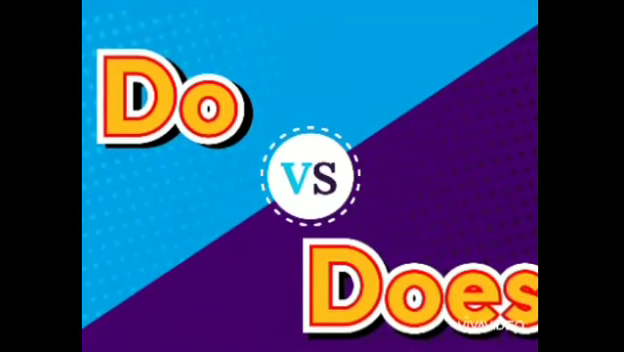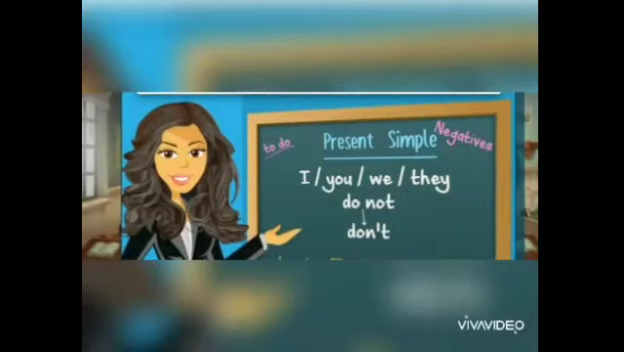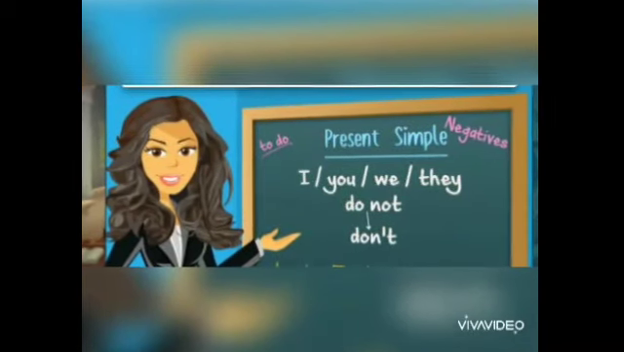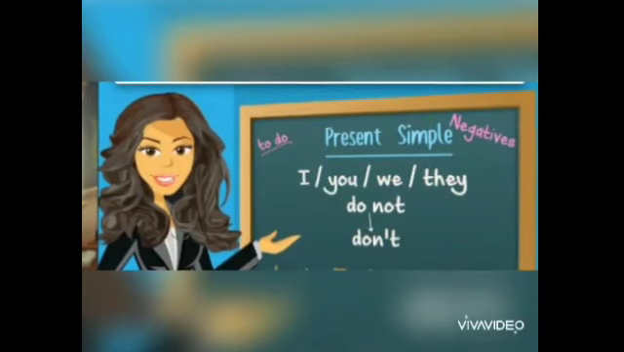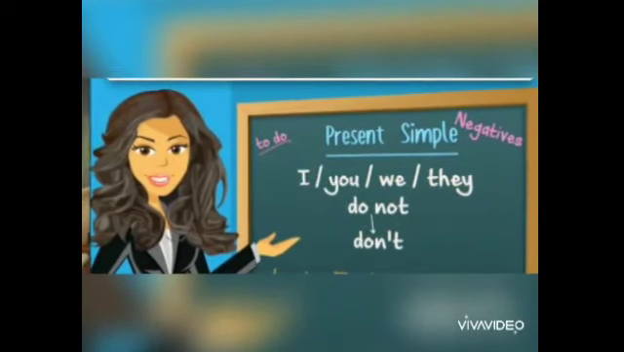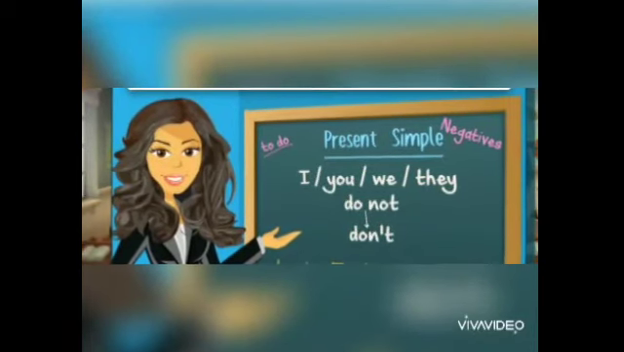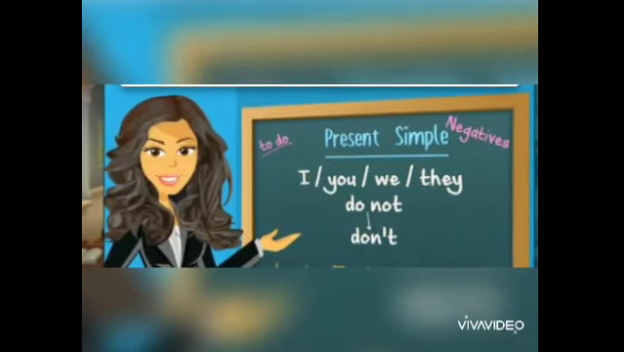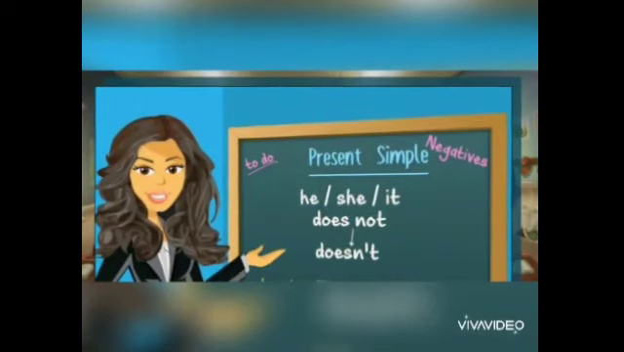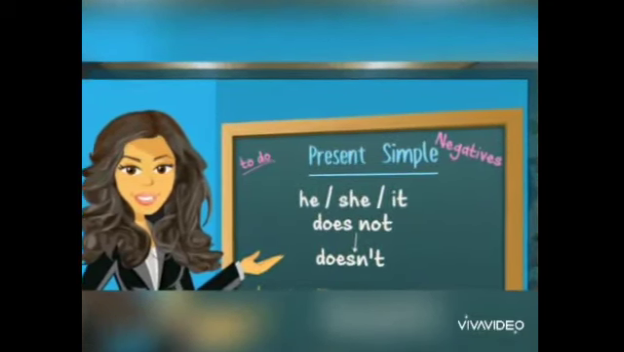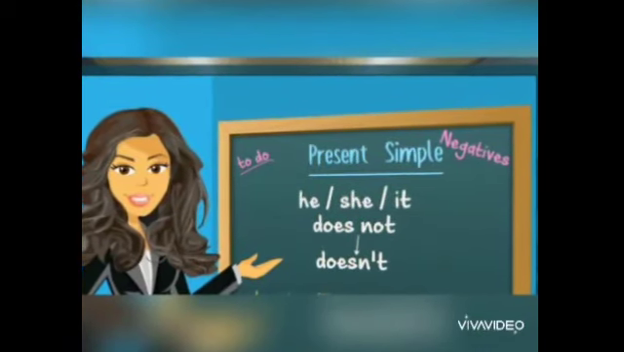Okay, now look at the picture. Do is used with I, we, you, and they. I want to repeat it. Do is used with I, we, you, and they. And does is used with he, she, it, and name.